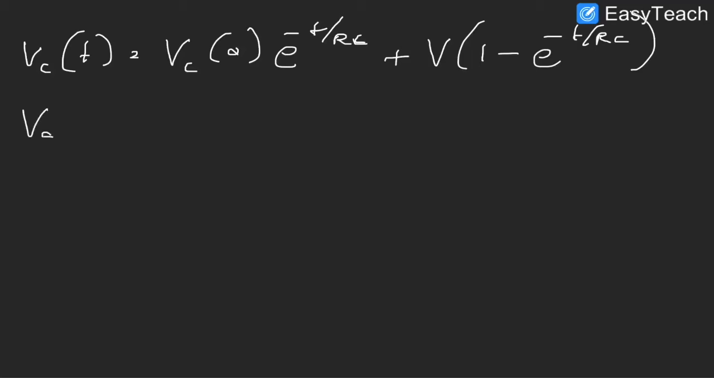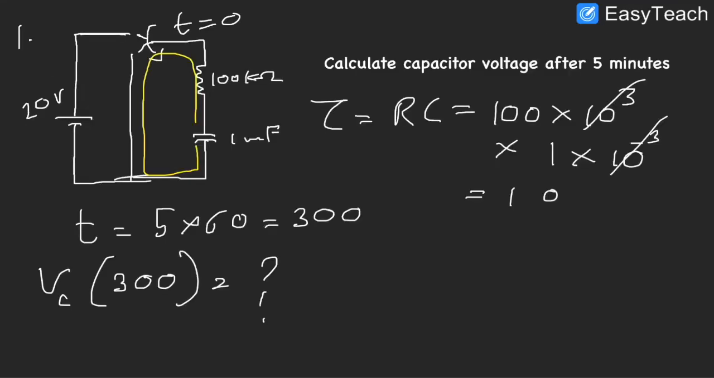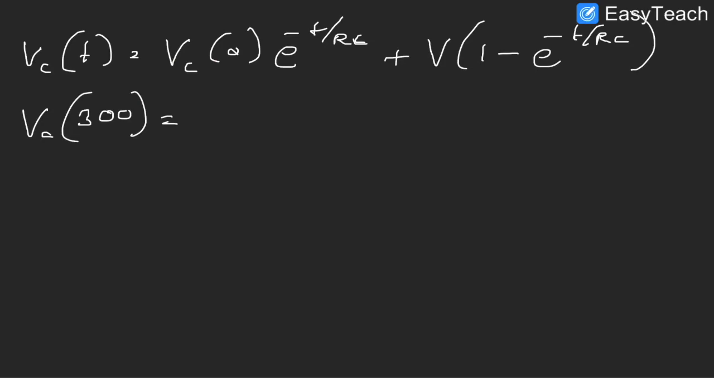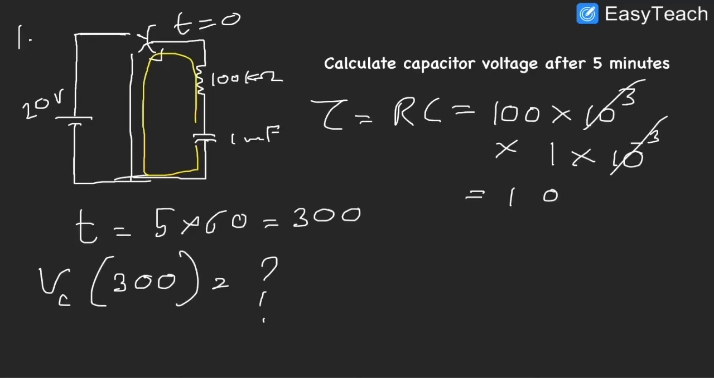So we're being asked to find VC at 300, and this is going to be VC at 0. If you remember, it was connected to a 20 volt supply. After 5 time constants, usually the capacitor gets charged to 98% of the supply. So here it's going to get charged to 98% of 20 volts, so I can just write it as 20 volts. And e to the power of minus t value is 300 divided by RC, and we found our product of R and C to be 100.